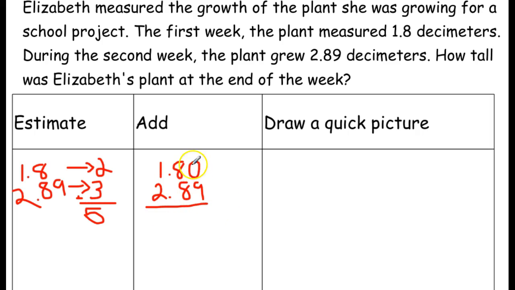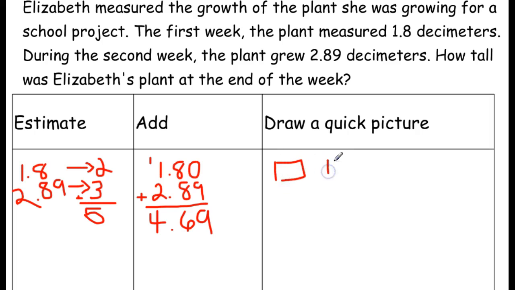All right, so now we are going to add. So 9 plus 0 is 9. 8 plus 8 is 16. So I'm going to drop the 6, carry the 1, or regroup the 1, sorry. Then I'm going to add 2 plus 1, which is 3, and I can't forget my regrouped 1 here, so that is going to be 4 and 69 hundredths. And is that close to our estimate? It is. Now, what I'm going to do is I'm going to draw a quick picture to check my work.